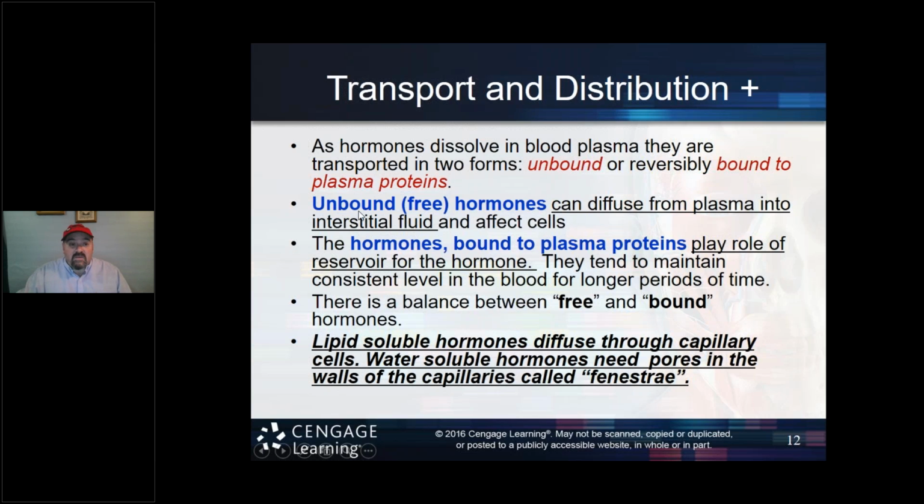Okay? Now, these unbound free hormones can diffuse from the plasma into the interstitial fluid and affect cells. So know that throughout your whole body, there is liquid inside of the cells, there's liquid outside of the cells, there's liquid outside of the tissues. If you were to open up the body, it's not dry, right? There's liquid present, okay?